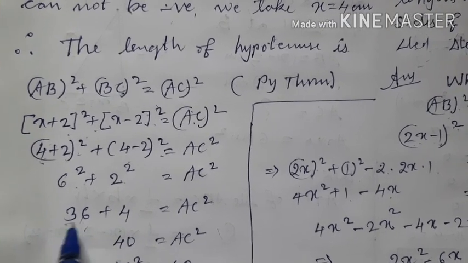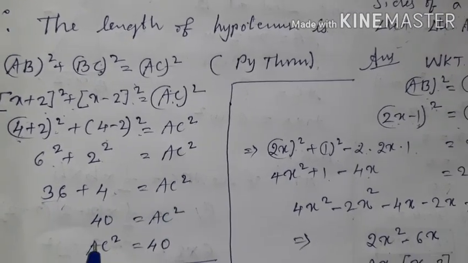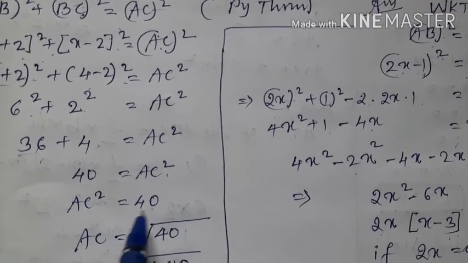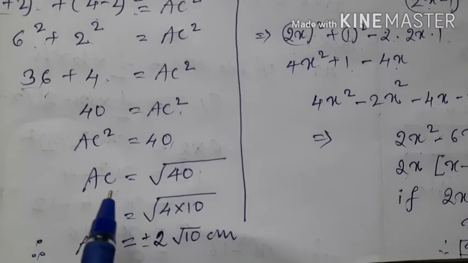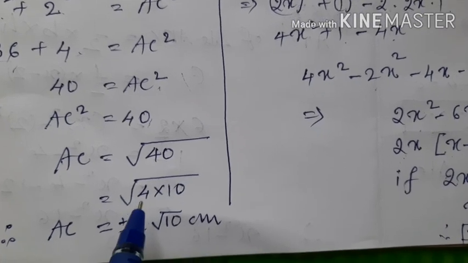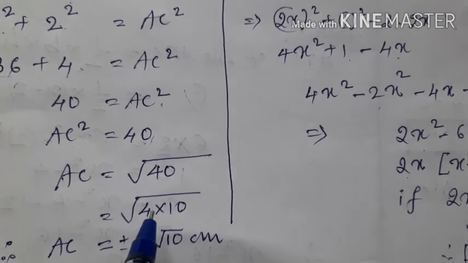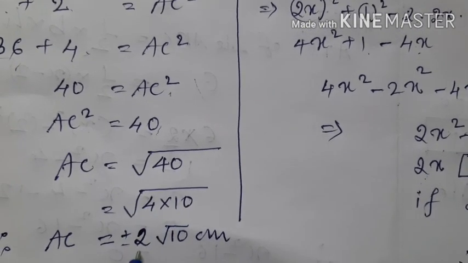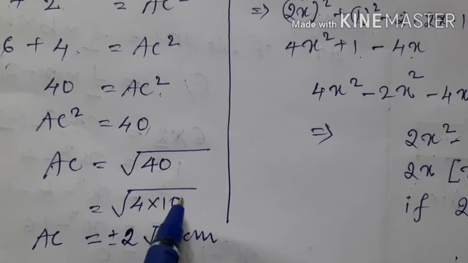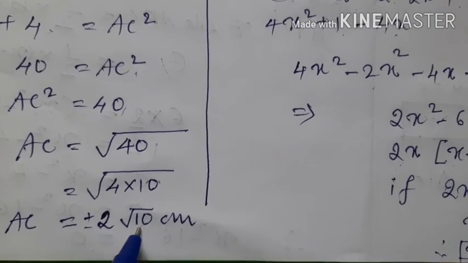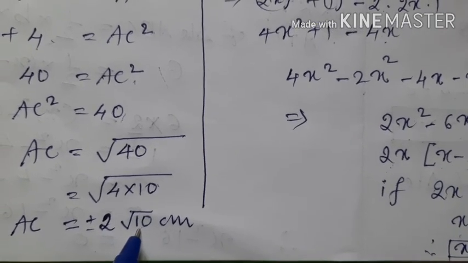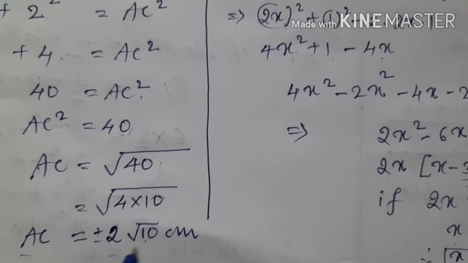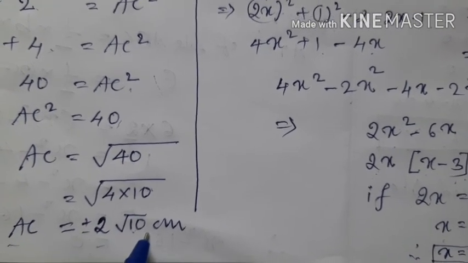Thus 36 plus 4 is equal to AC square, or 40 is equal to AC square, or AC square is equal to 40. And you see AC is equal to square root of 40. Now I factorize 40 as 4 into 4 into 10. But square root of 4 is plus or minus 2 and root 10 is a non-perfect square. That's why it remains inside as root 10 only. Thus the length of diagonal AC is plus or minus 2 root 10 centimeter.